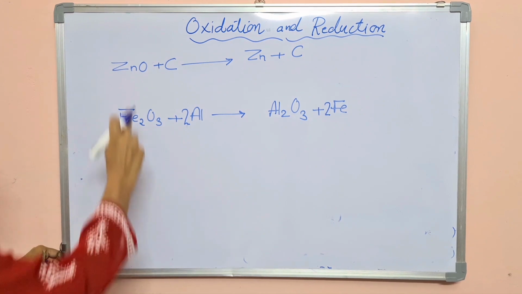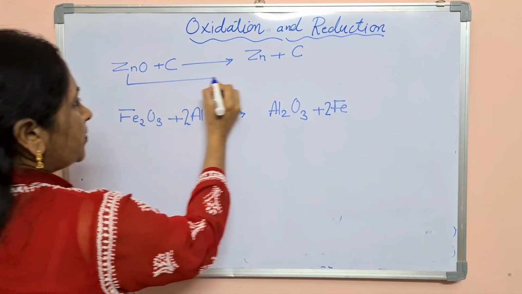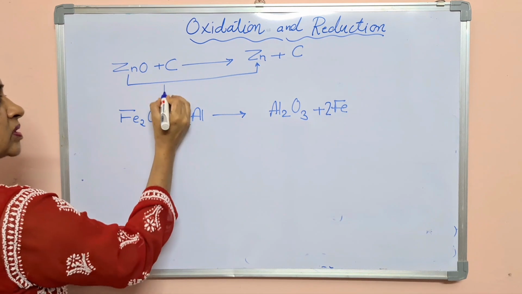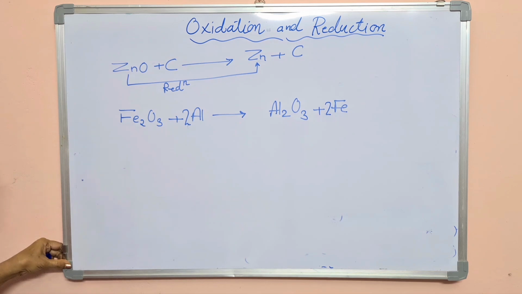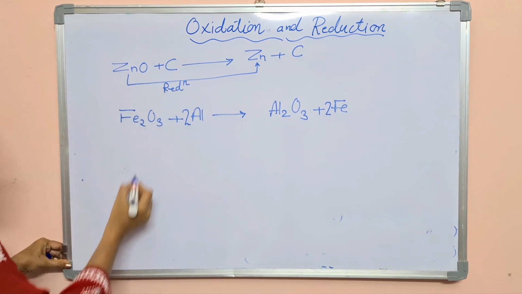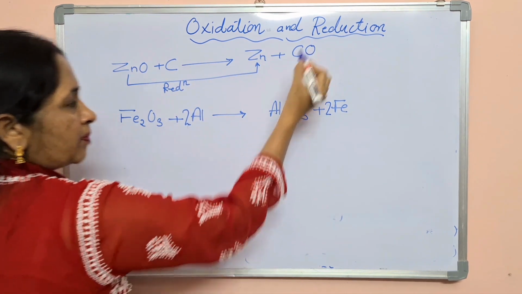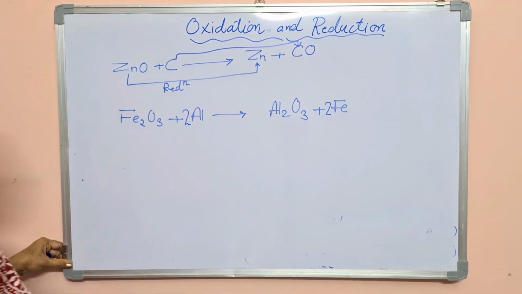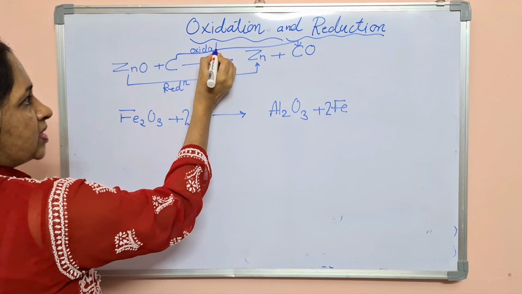Now in this reaction, you see zinc oxide and carbon. This zinc oxide is converted into zinc. So what happened in this? Removal of oxygen takes place. Removal of oxygen is reduction. See carbon. As oxygen is removed, this oxygen is added to carbon and it is converted into carbon monoxide. So the conversion of carbon into carbon monoxide, that is addition of oxygen, is oxidation.